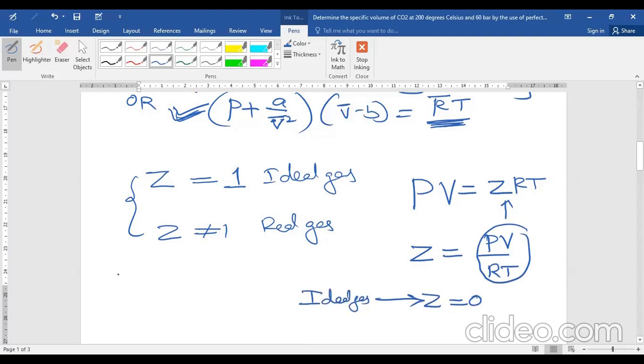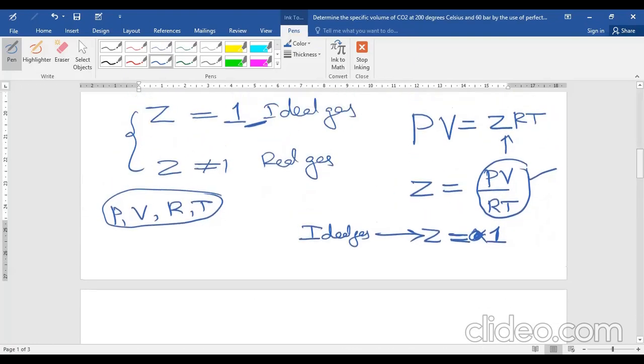For example, for some gas, I will give pressure, volume, R, and T. Substitute all these four values in this equation. Then if you get equal to 0, sorry, it is not 0, it is equal to 1. If it is exactly equal to 1, then I assume it is an ideal gas. If the value of Z is not equal to 1, then it is a real gas. So in simple words, what is Z? Z is a compressibility factor. It is a measure of deviation of real gas from ideal gas.